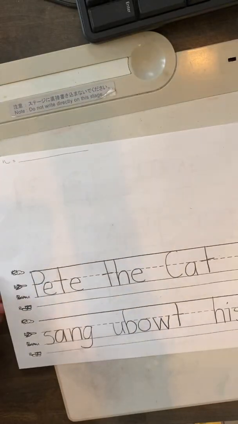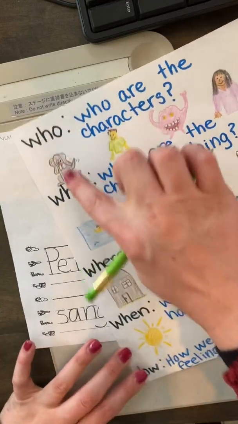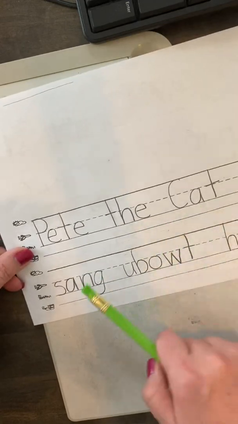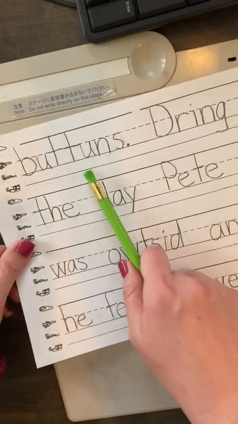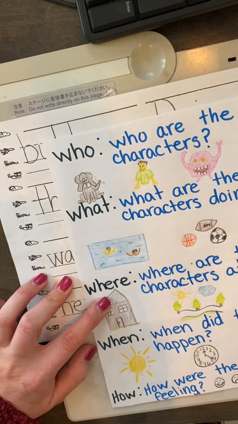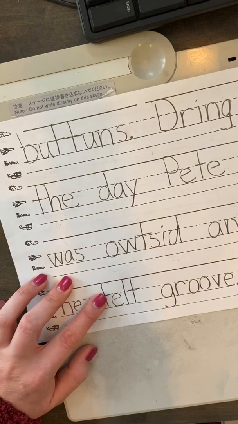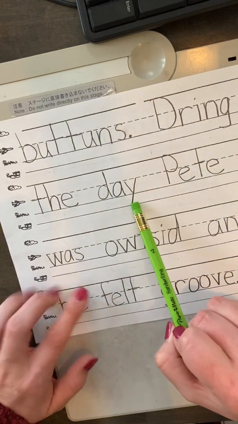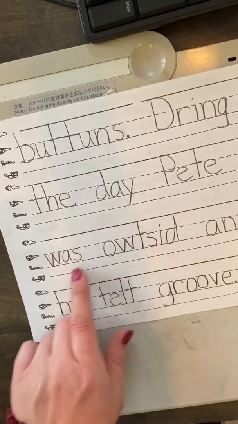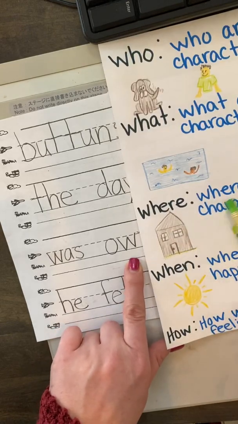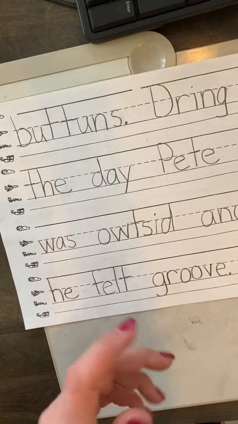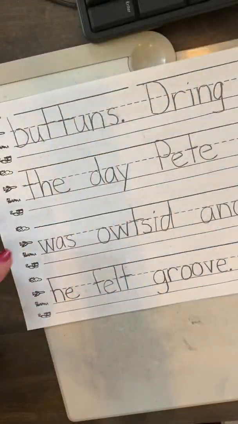Okay, I'm going to read my whole thing. And I need to make sure I have my who, what, where, when, and how. Okay? So, Pete the cat sang about his buttons. I have my who, Pete the cat. My what was he doing? He was singing about his buttons. Now I need to make sure I have my where, when, and how. During the day, so there's my when. I have when, it was during the day. Pete was outside. There's my where. Where were the characters? Outside. And he felt groovy. And that's my how. How are the characters feeling?